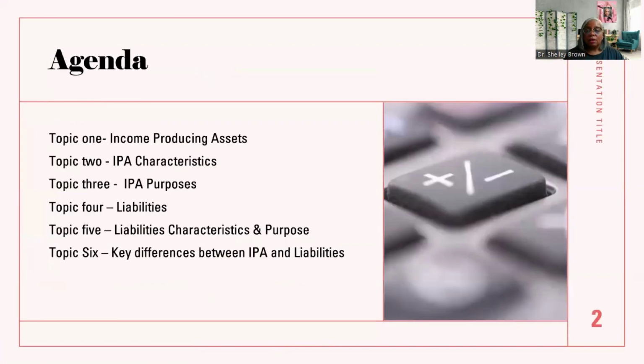So on today's agenda, we're going to talk about topic 1, income producing assets, what they are, some examples of that, their characteristics, their purposes. Then we're going to switch over to liabilities, what they are, and some examples, and their characteristics and purposes. And then we're going to talk about some key differences between income producing assets and liabilities.